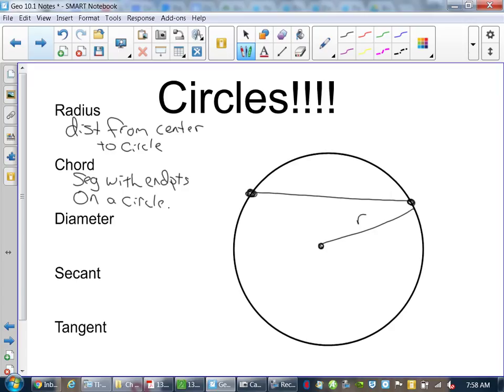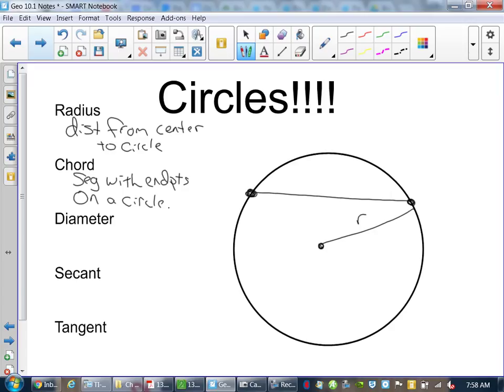A lot of times you'll see that written because circles are always going to be defined by the point that's in the center. So it'll say something like circle A. That just means the center is point A. That's all. And as we get into this, you'll start to see that more and more. What's the diameter? Across the center, to the other side. It's two radii.